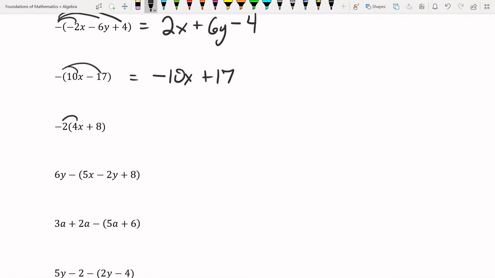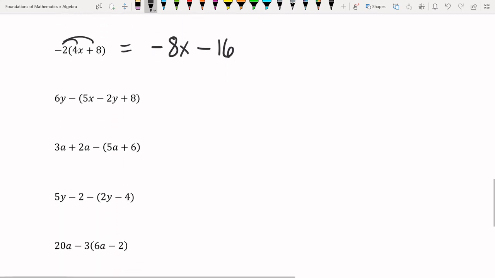No like terms. Here we're distributing a negative 2. So we have negative 2 times 4. You always multiply the coefficient. Negative 2 times 4 is negative 8. And just add the variable to it. Negative 2 times positive 8 is negative 16. So I just multiplied everything on the inside by negative 2.